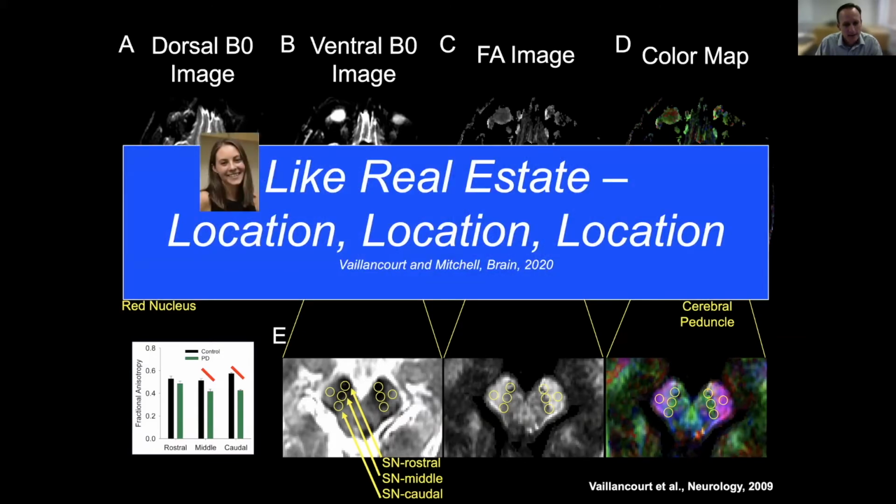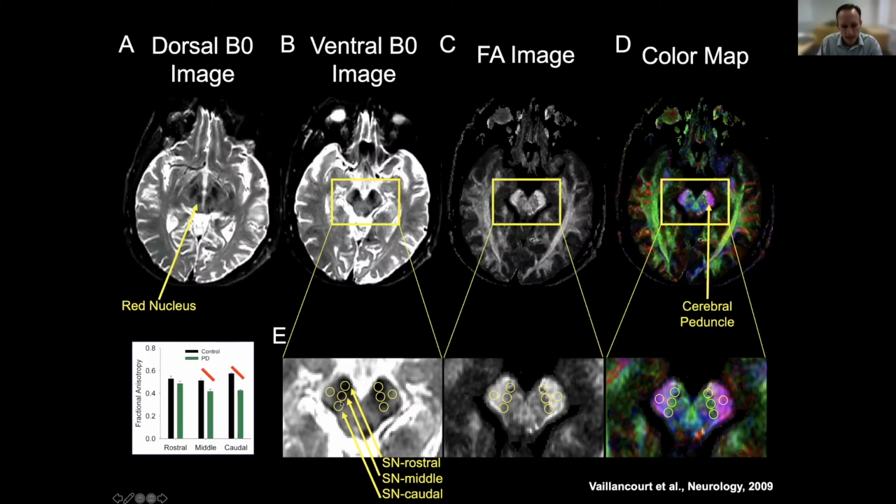We've since replicated that finding a number of times since 2009. My student, Trina Mitchell, and I published this review, a commentary in Brain. Basically, in the substantia nigra, it's like real estate. It is location, location, location. When you are looking in the substantia nigra, it has to be in a specific part, because early on, the specific part of the substantia nigra is affected. We think as the disease process goes on, other parts of the substantia nigra will also become affected, but early on, it's this back part, this middle and caudal part, which becomes affected.